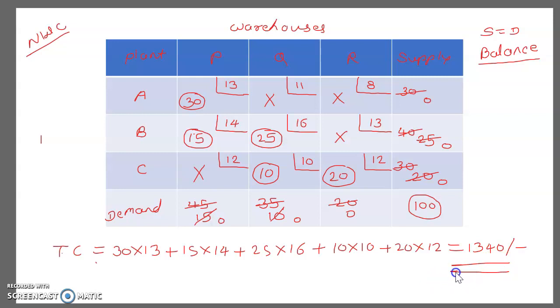So we have finished here the transportation problem. Next time we will see the next technique.